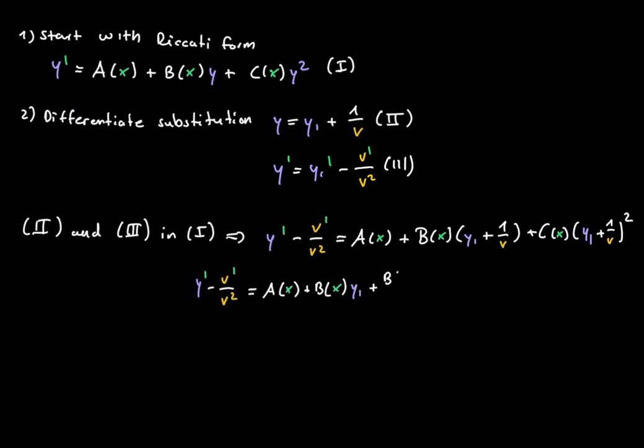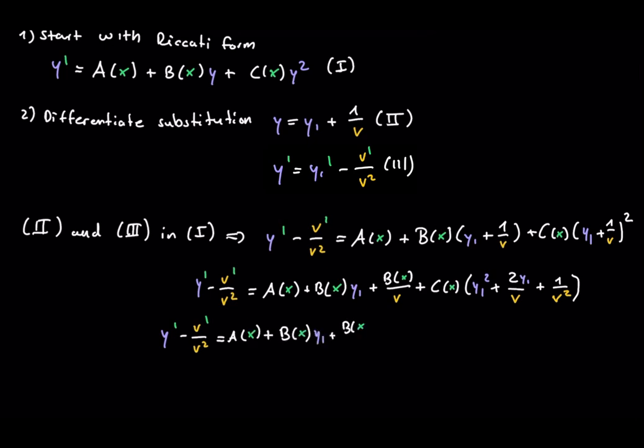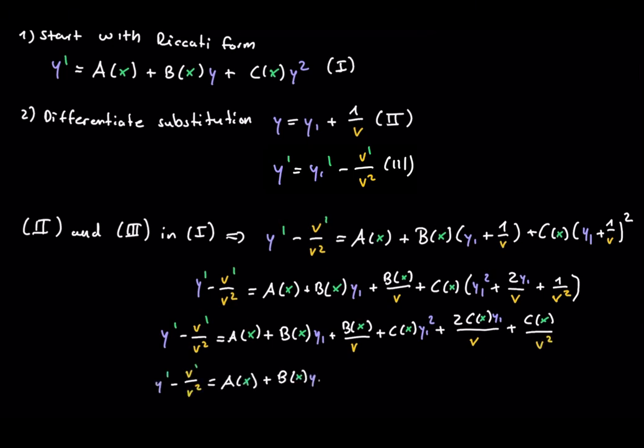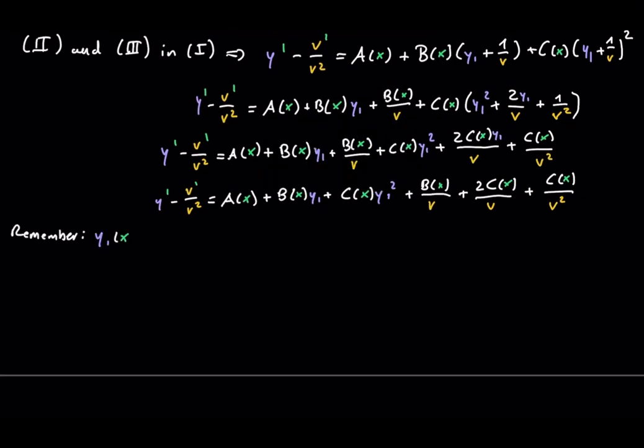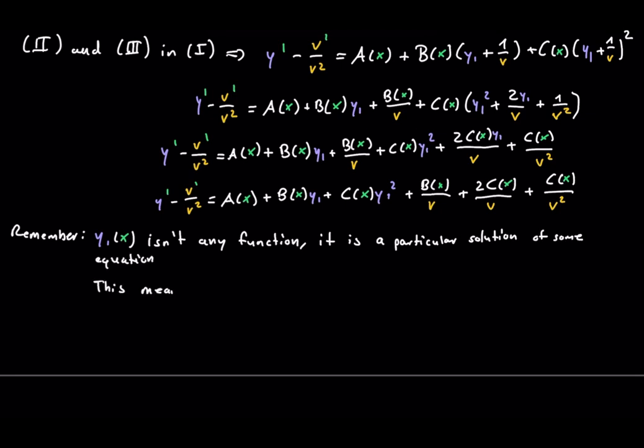a of x plus b of x times y1 plus b of x over v plus c of x times y1 squared plus 2 y1 over v plus 1 over v squared. Now here's the magic moment. Because y1 is a particular solution, it satisfies the Riccati equation itself. So all the terms involving only y1 cancel out perfectly. What's left are just the terms involving v and its derivative. Simplify the rest. Negative v prime over v squared equals b of x over v plus 2 c of x y1 over v plus c of x over v squared.